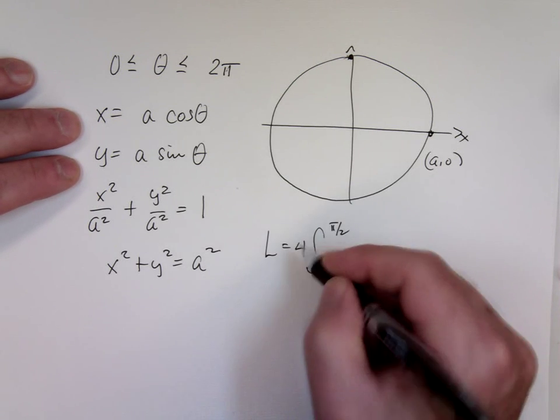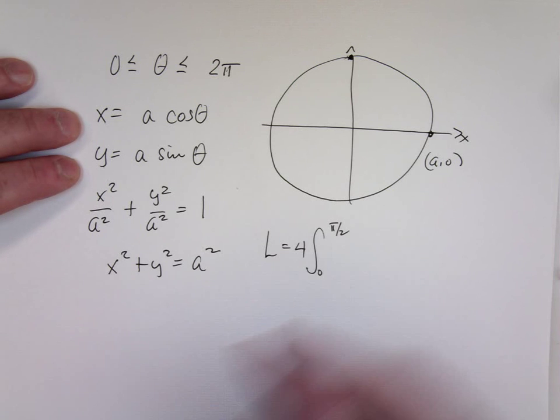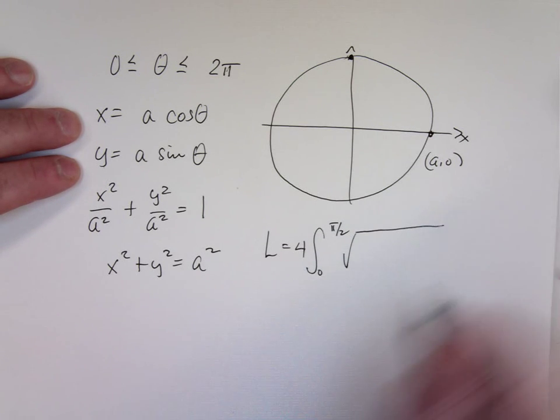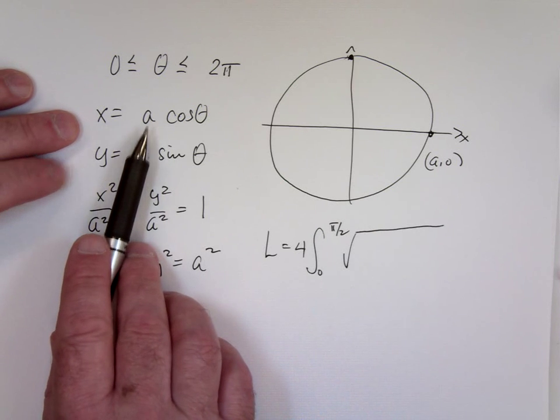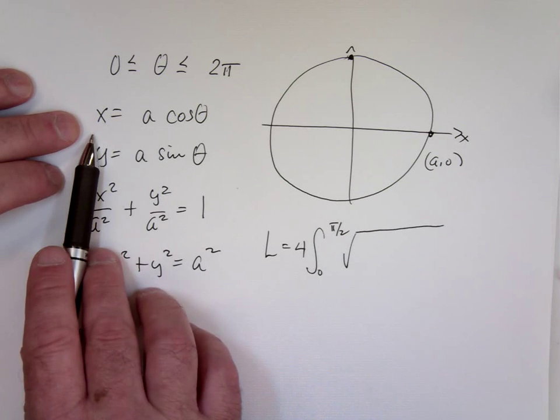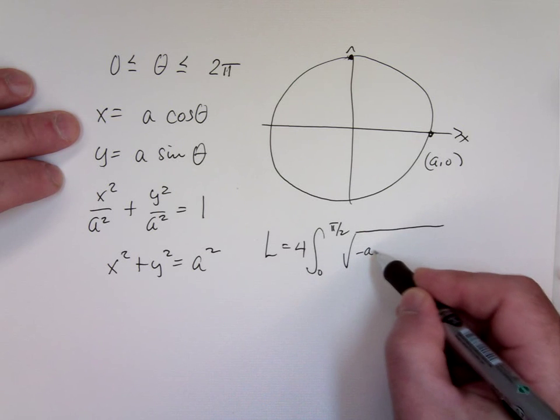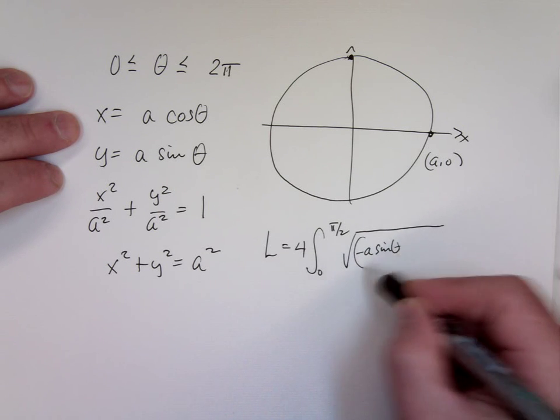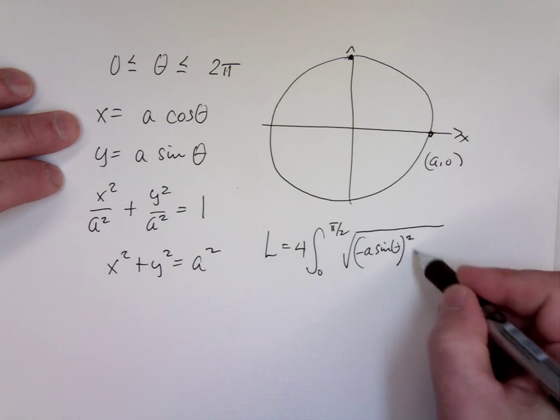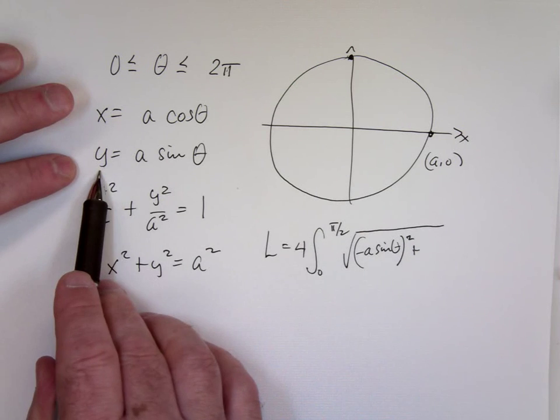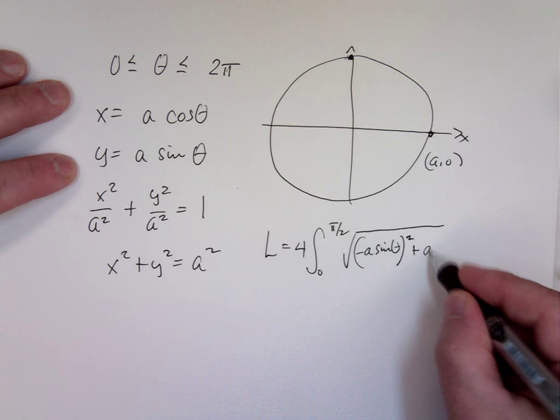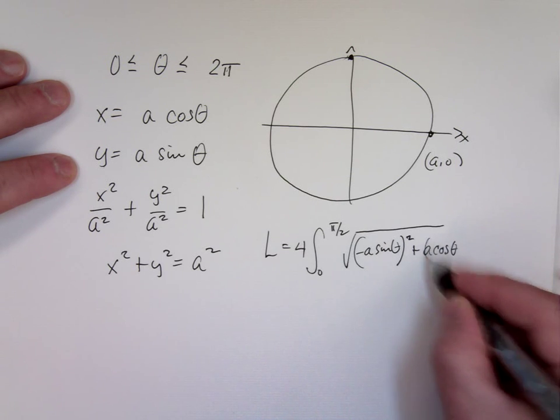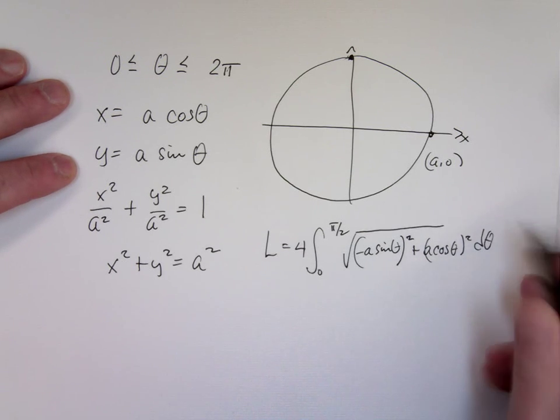Okay? And then I'm going to use the parametric form, which is the square root of, take the derivative of this, dx d theta, would be -a sine theta, and I'm going to square it. And the dy d theta is going to be a cosine theta, so I'm going to square that, d theta.